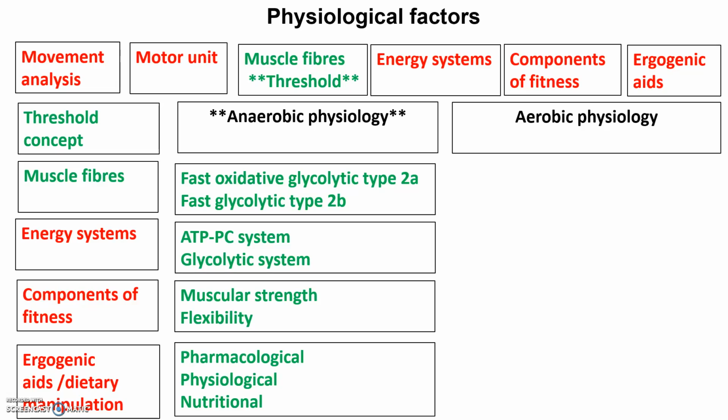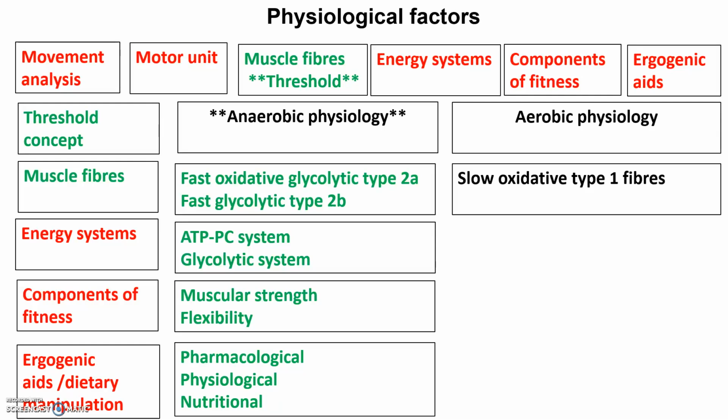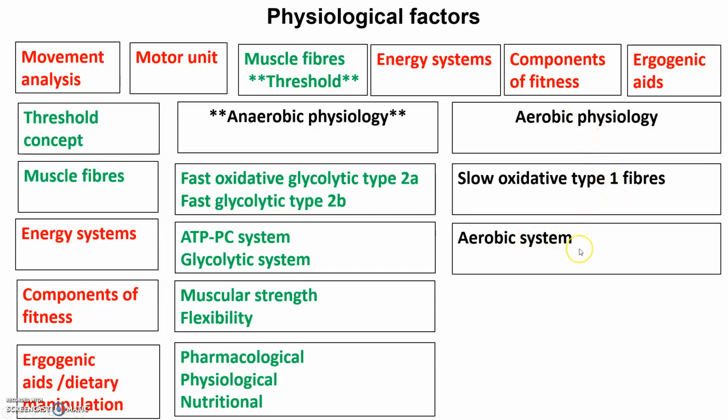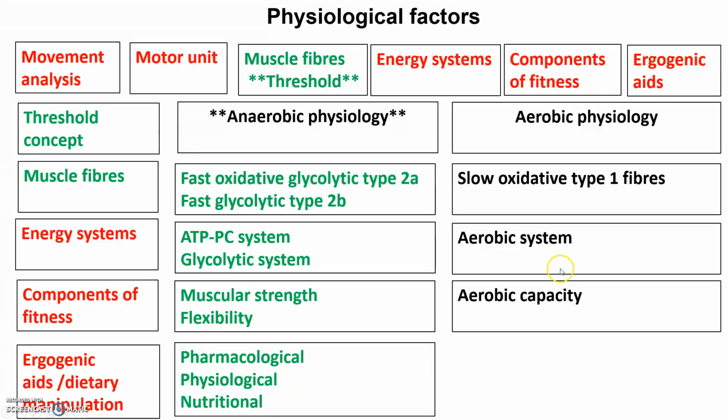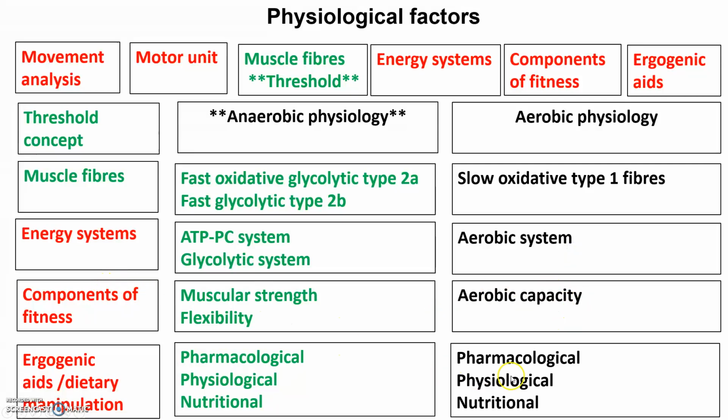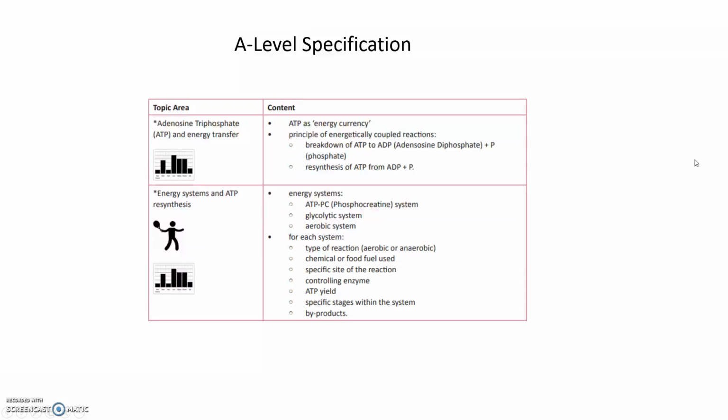So now we're starting on aerobic physiology. We're going to do a quick recap in lesson on the muscle fibres, specifically the slow oxidative type 1 fibres, as this is linked to aerobic physiology. We're also going to look at the aerobic system, which this screencast is going to focus on. And then we're going to look at aerobic capacity for components of fitness, and then finally the pharmacological, physiological and nutritional ergogenic aids with regards to the aerobic system. So this is just an overview of what we've got left to do, with a focus on aerobic physiology.